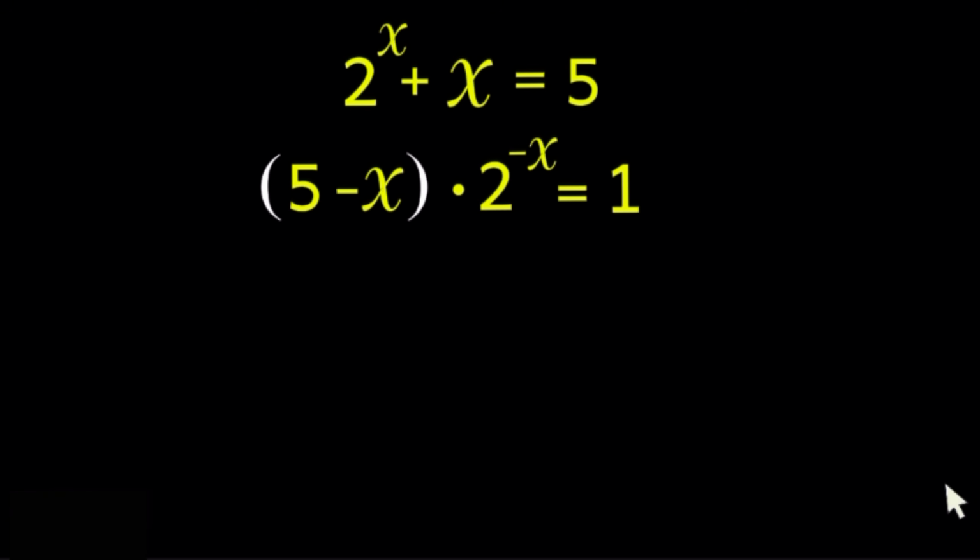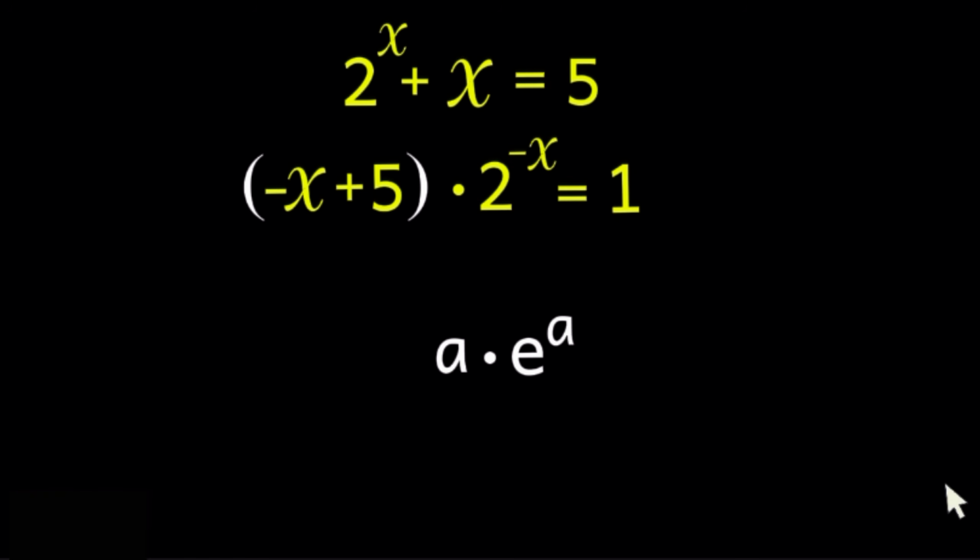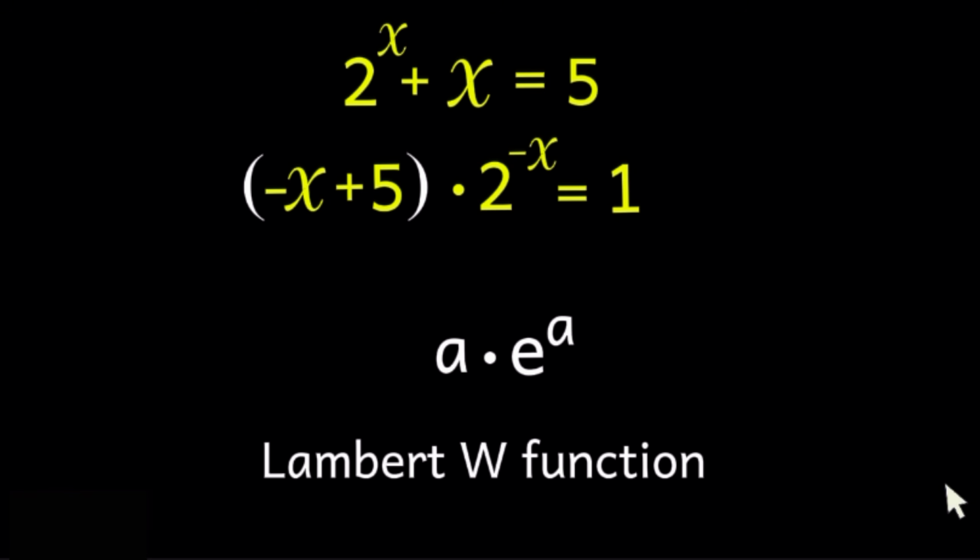And now we rearrange slightly to make it cleaner. So we write it as (negative x plus 5) multiplied by 2 to the power of negative x is equal to 1. This step may look small, but it helps us see a pattern more clearly. Now here's where the real idea comes in. Our goal is to transform this equation into a special form that we can solve using a powerful concept. That form looks like something multiplied by e raised to the power of that same something. When we have that structure, we can apply what is called the Lambert W function. Now don't worry if that sounds new. I will guide you through it in a simple way.